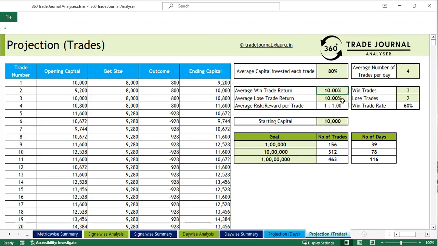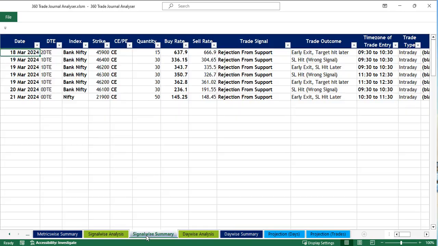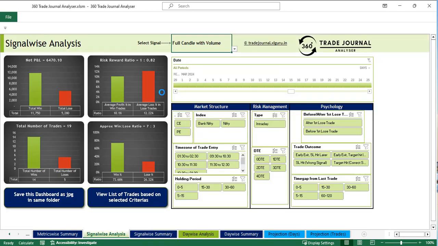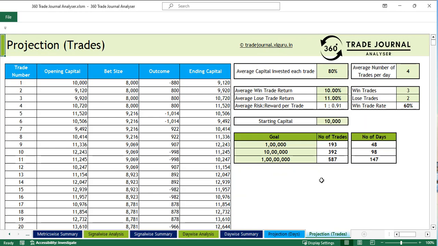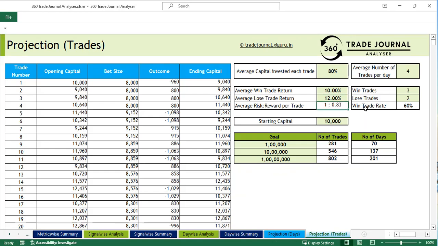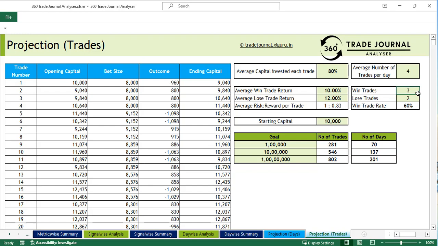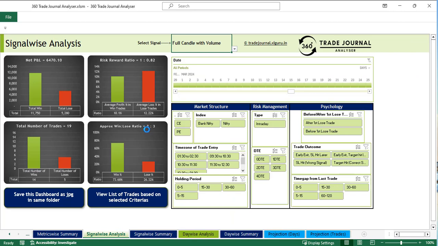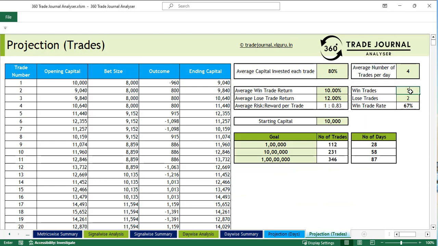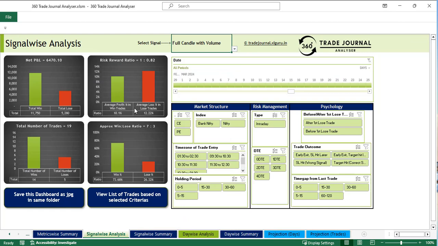So my win ratio is maybe even less, and risk reward 1 is to 0.82. Yeah, this will work. And my win ratio here is 73% approximately, right? Yeah, this will work. So now you can see that just looking at this chart doesn't make any sense, but when we combine it with projection it will give much sense.